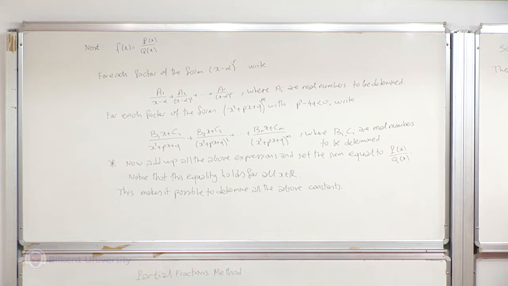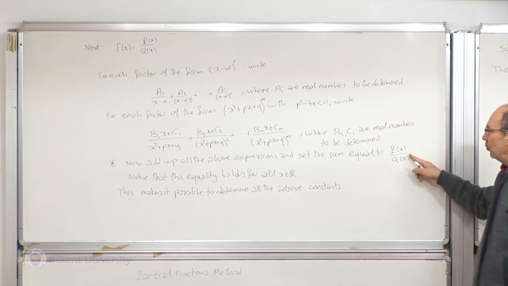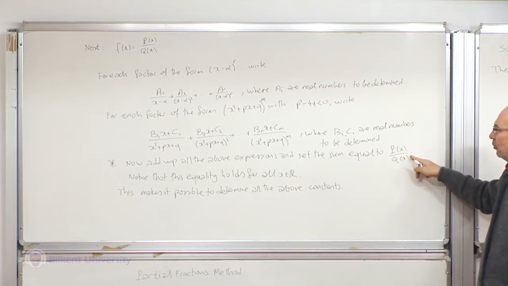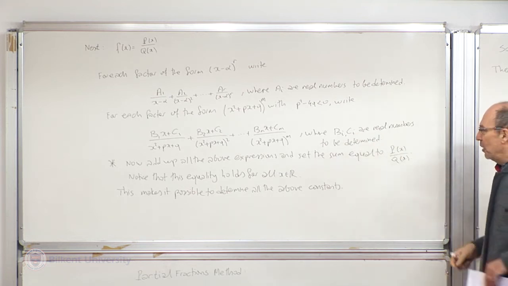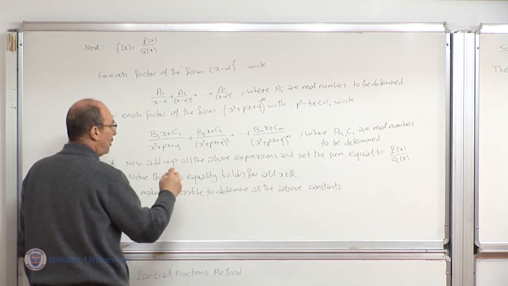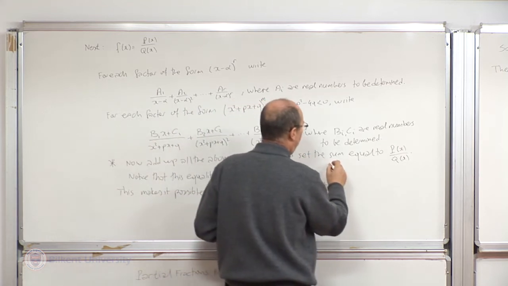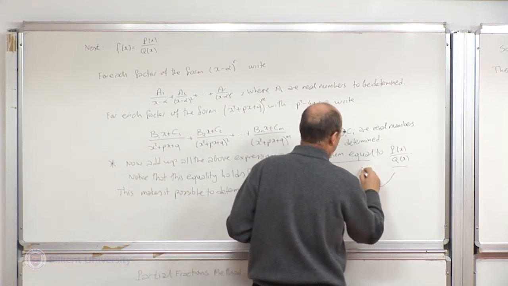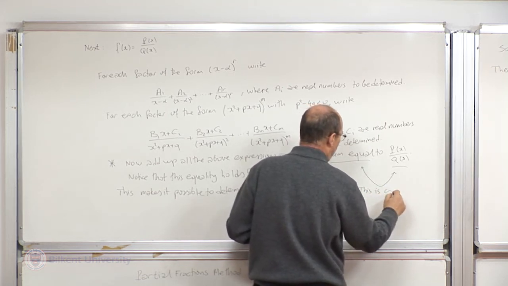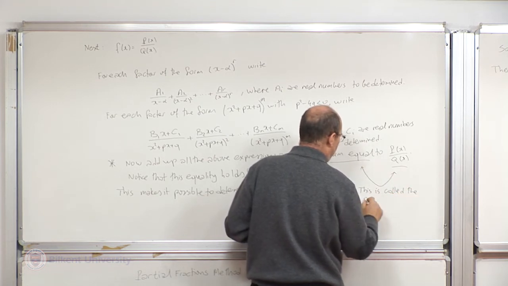There are other methods that we used in the old times to determine the coefficients, but now computers are very fast. In fact, you can give this polynomial to some software and say convert it to partial fractions. So it immediately gives you this. When you write this sum equal to this, this is called the partial fraction decomposition. This is where the name comes from.